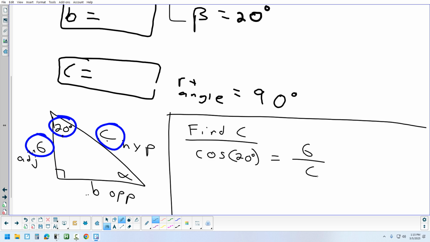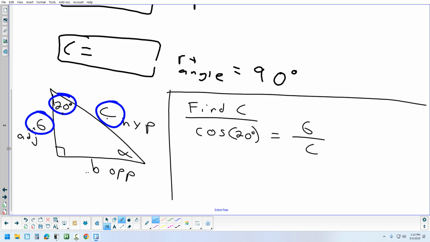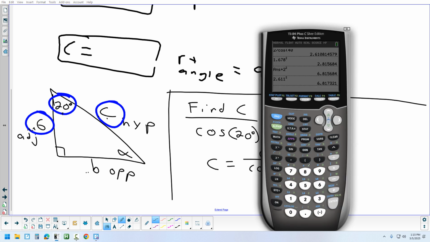Okay. Now this is the one we can use the trick that I just showed you. What does C equal? 6 over cosine. Right, we can just switch the C and the cosine 20. And that's our answer for C. So type that in and see what we get. 6 over cosine 20. Okay, 6.385.